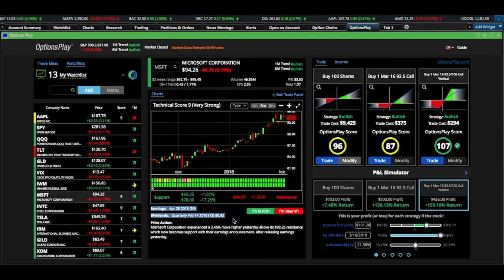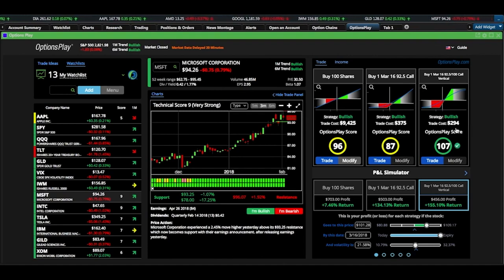Once you have a view on the underlying stock, OptionsPlay is designed to help you quickly identify bullish and bearish strategies on any underlying stock or ETF. You'll see two buttons here at the bottom, I'm bullish and I'm bearish. If you click on either one, we will present three strategies for you on the right hand side for trading.